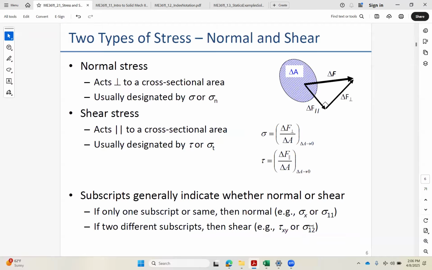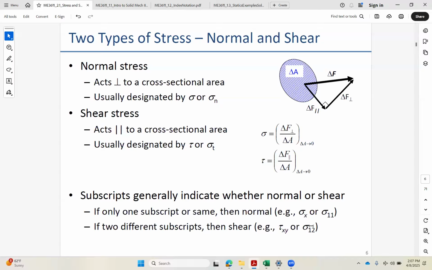Two kinds of basic stress are normal and shear. Normal is going to be that acting perpendicular to a cross section, either in or out. And then shear stress acting parallel to that cross section. So on that little slice delta A, we can break up that differential force into a perpendicular part that's either out or in, and then a parallel part that's moving along that little slice of area.